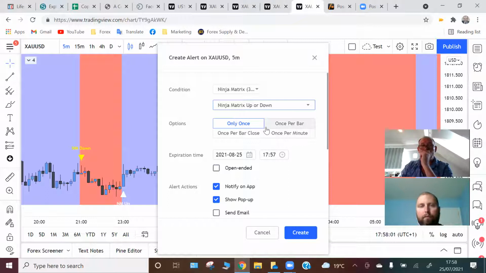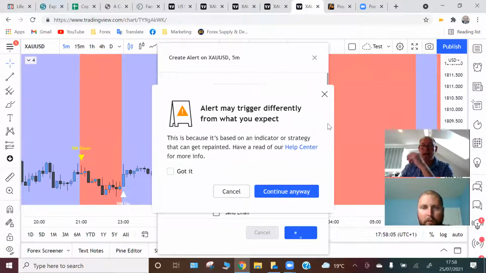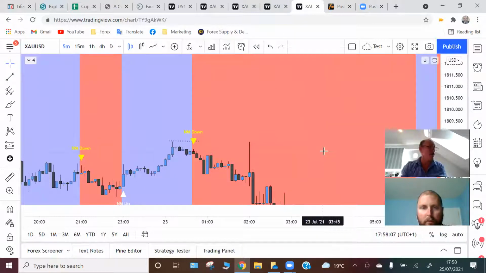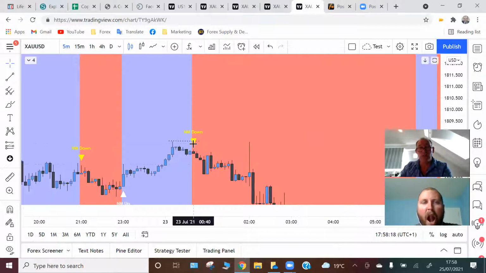Yep. Once per bar close. If you do once per bar, it goes bing. Then you go to look at it, it's vanished. It has vanished. Because these can repaint. These can move and then come back.